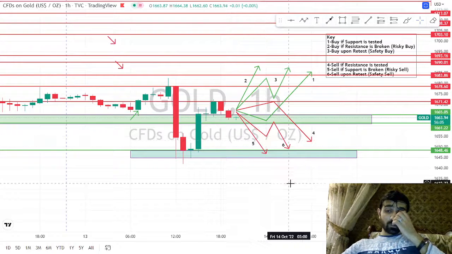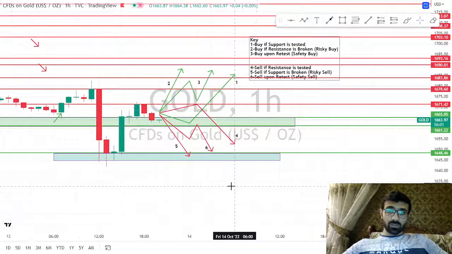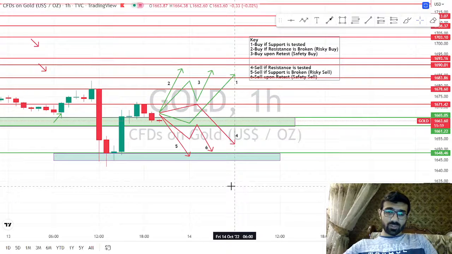Okay, so these will be the areas for tomorrow. So if you guys want to make good profits, then just follow these scenarios and this key as well.